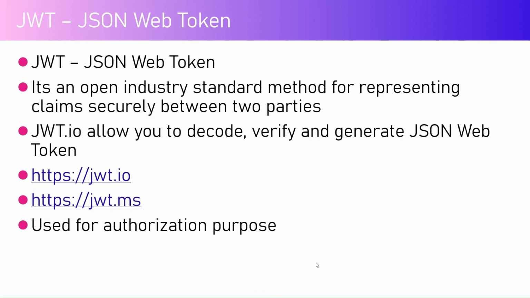JWT basically allows you to decode, verify, and generate JSON Web Token. There is a website called jwt.io and jwt.ms whereby you can take that token, put it as an input to this website, and once you give an input, it will decipher the information out of that JSON Web Token.